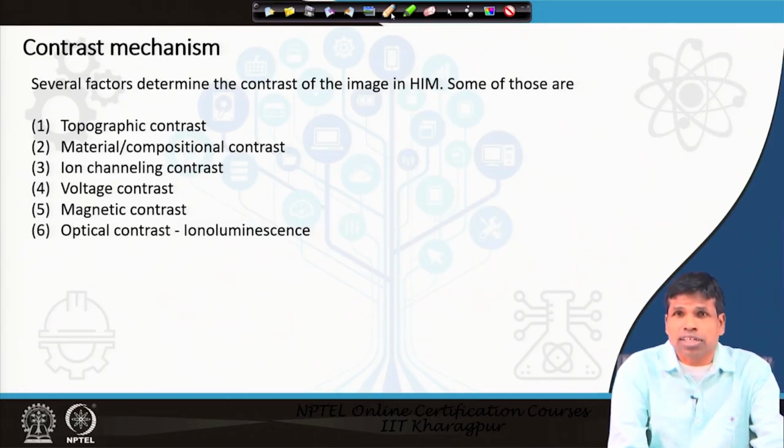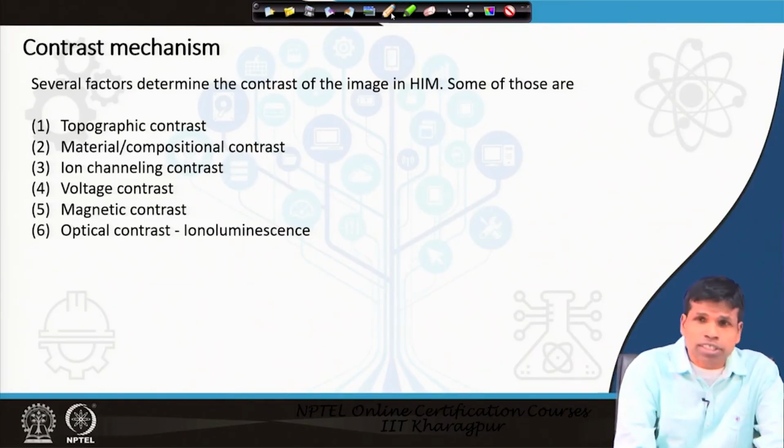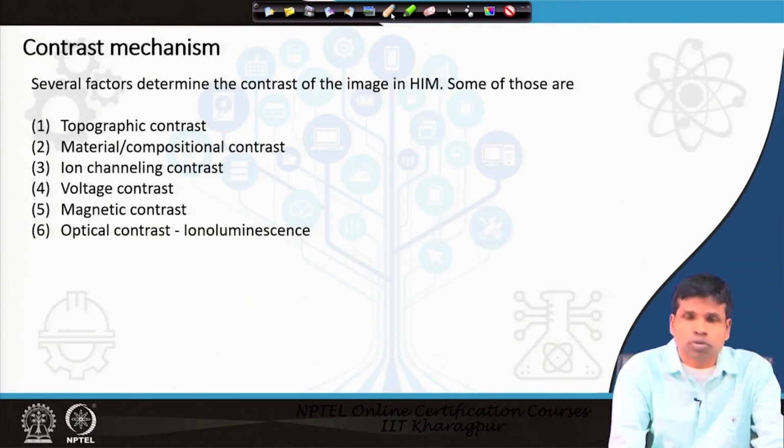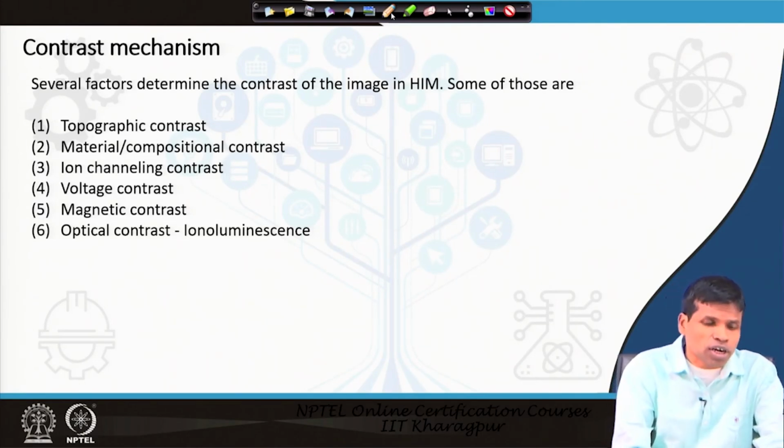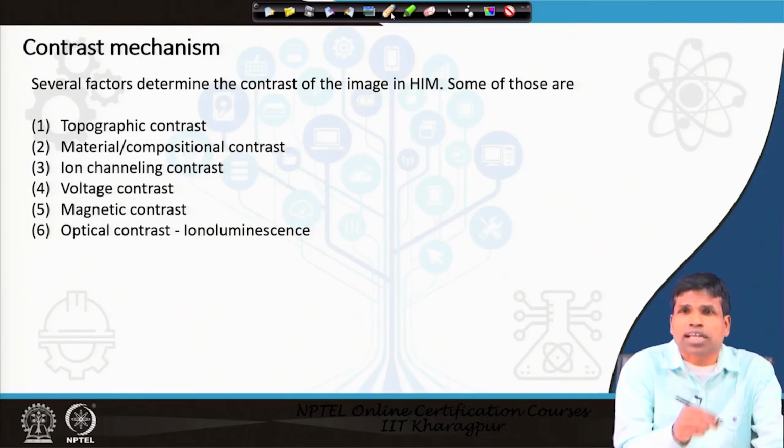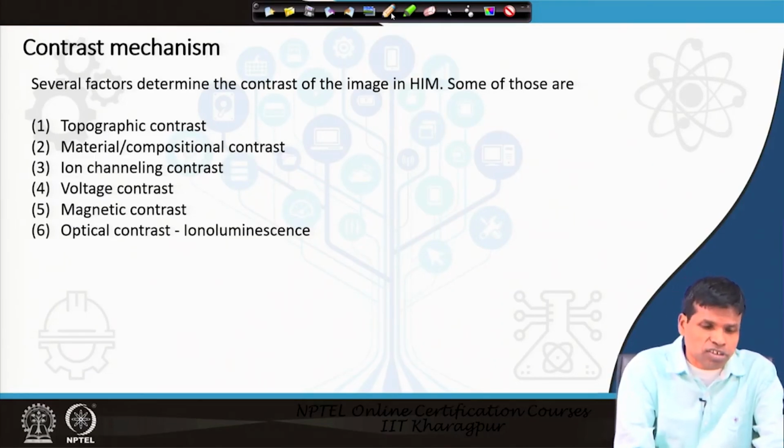Then ion channeling contrast. We have discussed electron channeling, and this is ion channeling because an ion beam is incident on the specimen. Then voltage contrast, this we have discussed. This is important for the semiconductor industry or chip making industry, where a lot of circuit devices are there. If there is a circuit break, by applying a potential we can know from where secondary electrons will generate or not. That is voltage contrast.